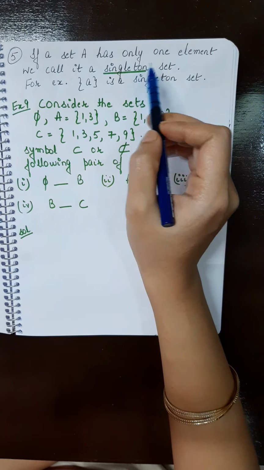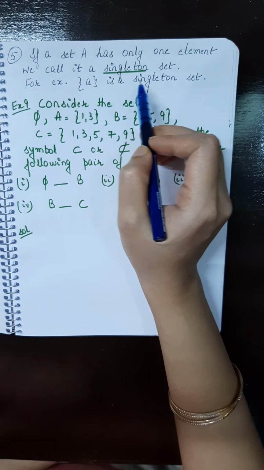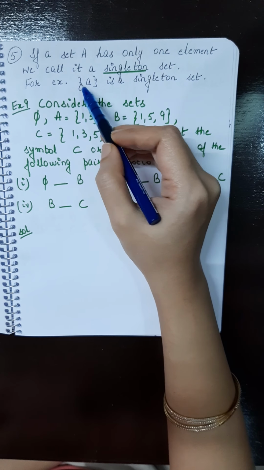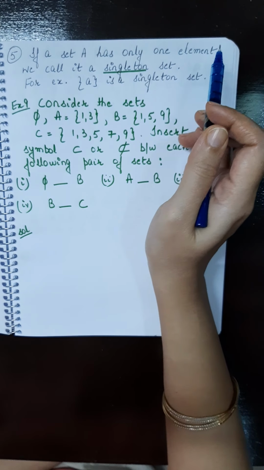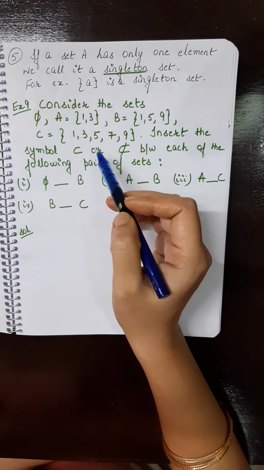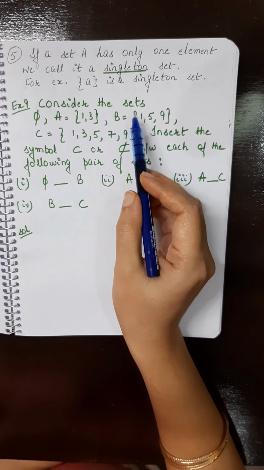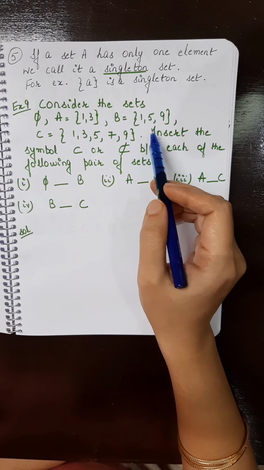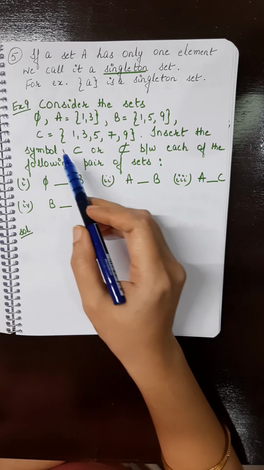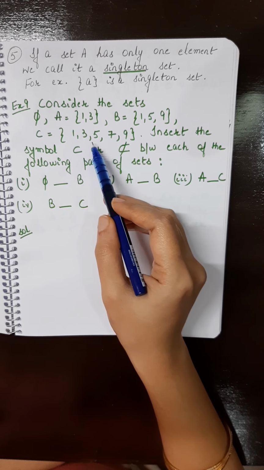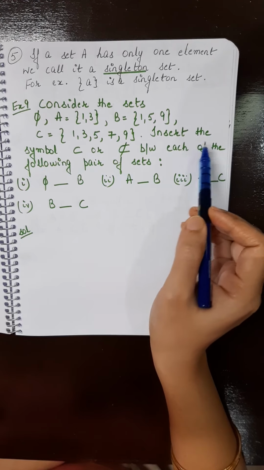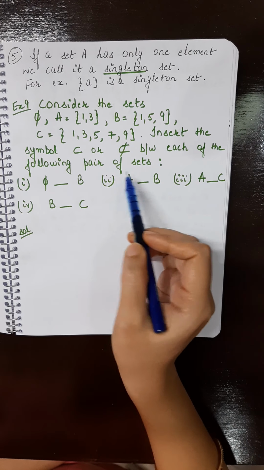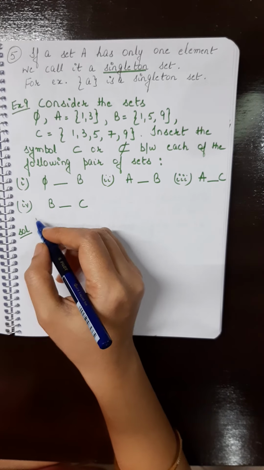If a set A has only one element, we call it a singleton set. For example, A is any number, so single A. So this is known as a singleton set. Now let's see the example 9 of the book. Consider the sets phi, A equal to 1, 3, B equal to 1, 5, 9 and C equal to 1, 3, 5, 7, 9. Insert the symbols subset or not a subset between each of the following pair of sets. Okay, so let's see the solution.